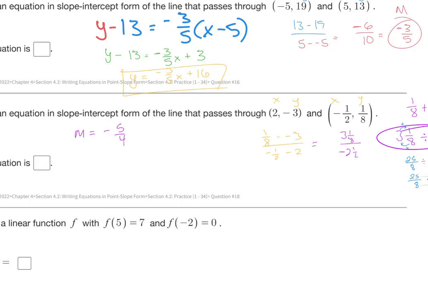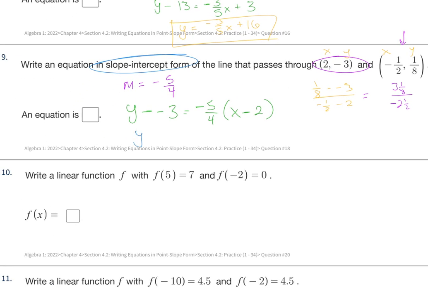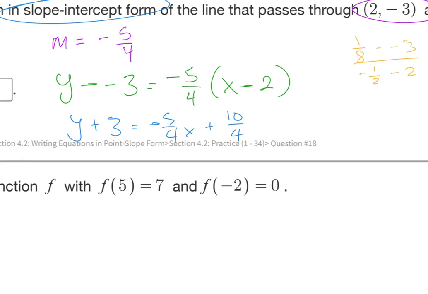negative 5/4. I got to tell you, I'm planning on using that as the point that I'm going to plug in, just because that seems like it will be a little annoying. So y minus y1 equals negative 5/4 times x minus x1. Since they want it in slope-intercept form, let's simplify. Y plus 3 equals negative 5/4 x plus 10/4. And if you're like, wait, that can be reduced. Yeah, I'm just not going to do it right now.